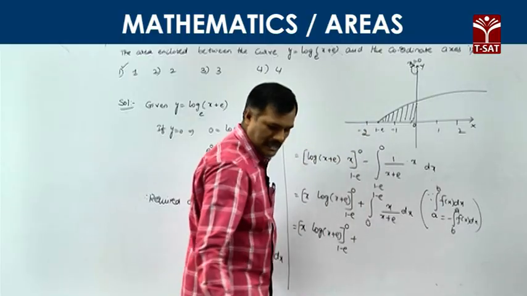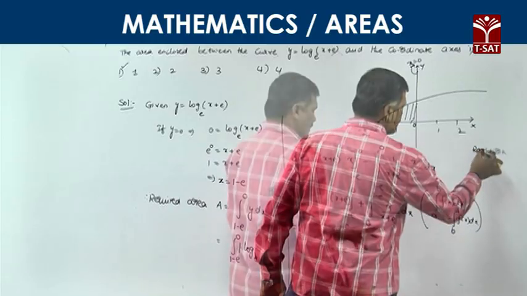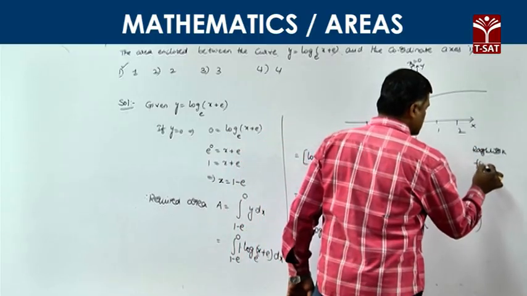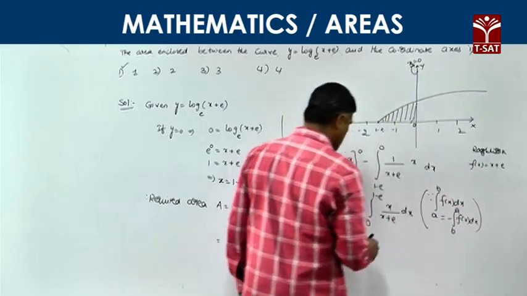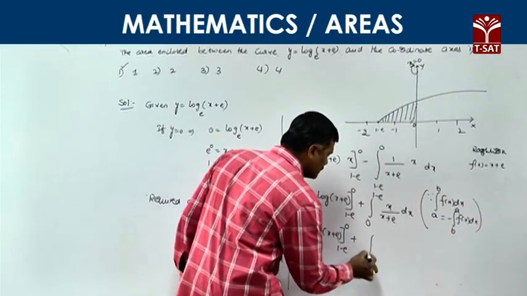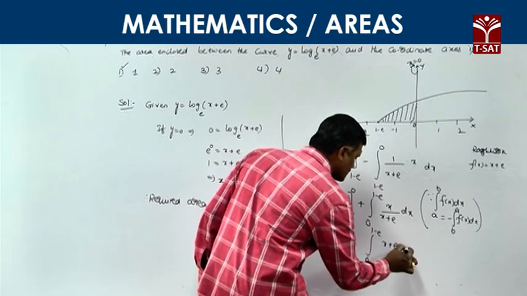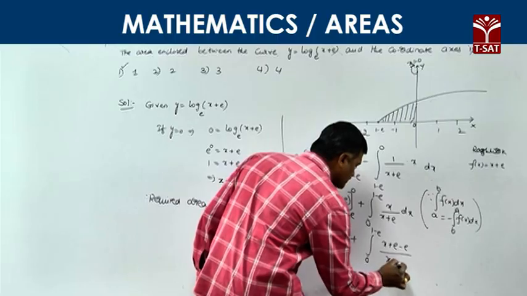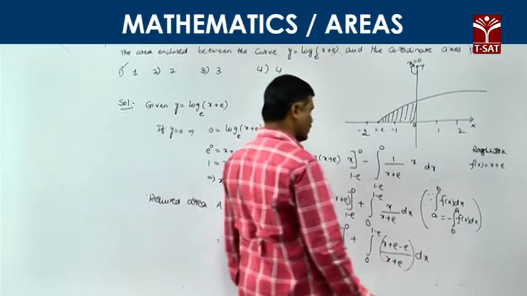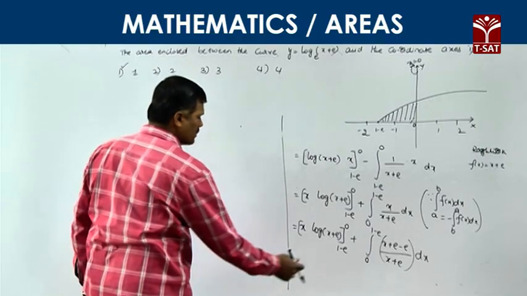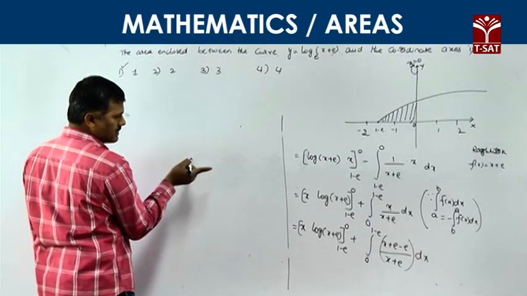Here f of x is x plus e, rough work: f of x is equal to x plus e, f dash of x is equal to... Now integral of 0 to 1 minus e, x plus e minus e, whole divided by x plus e dx, adding and subtracting e in the numerator. Now the continuation part: apply upper limit minus lower limit.